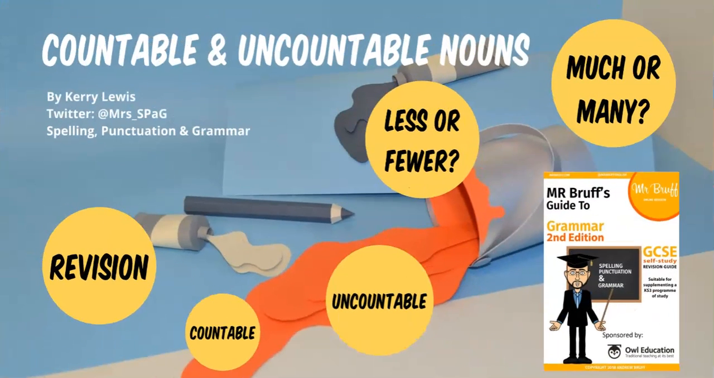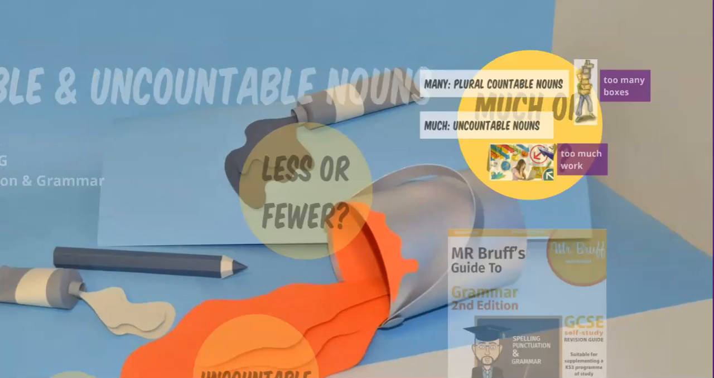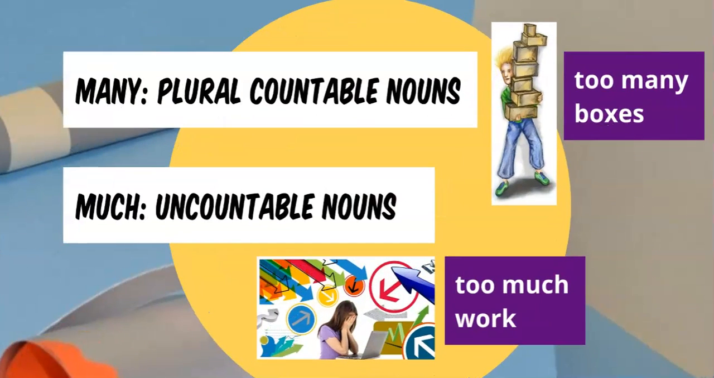Let's begin by looking at the rules for much and many. We use many for plural countable nouns, so he has too many boxes, and we use much with uncountable nouns, she has too much work.